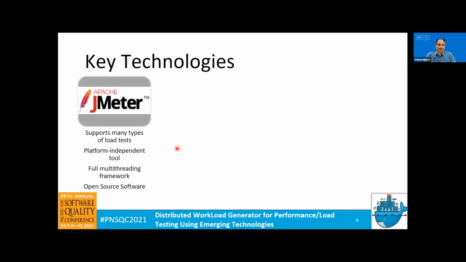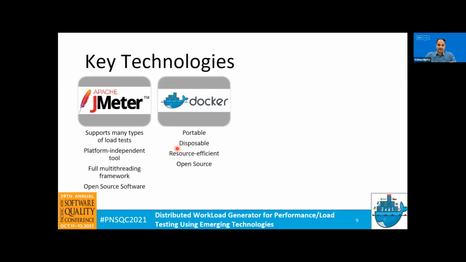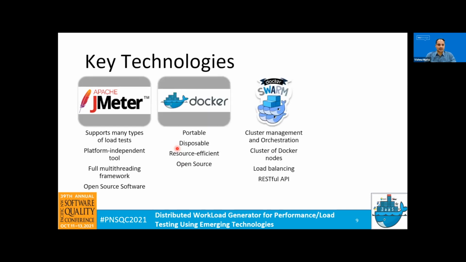There is a lot of information available in the market, and we chose JMeter because it's a very popular tool in the market, and again it's open source. Okay, and the next two technologies are pretty well known, Docker and Docker Swarm. Basically, Docker is a portable, resource efficient solution where we can run a container with specific scripts, and it can run quickly.